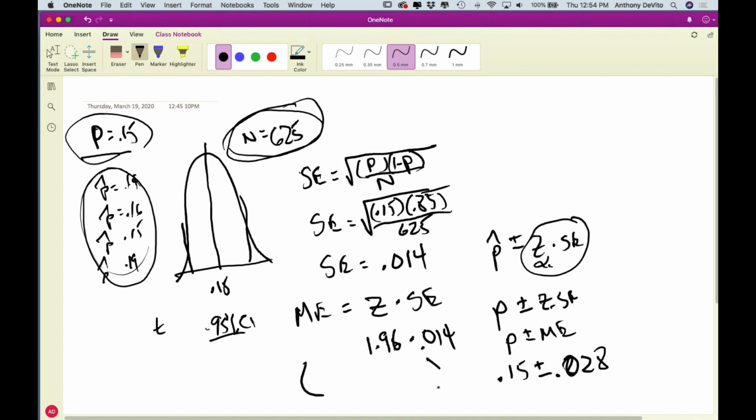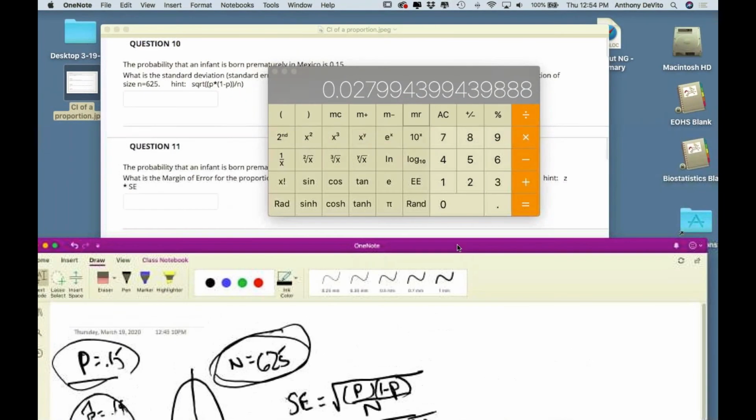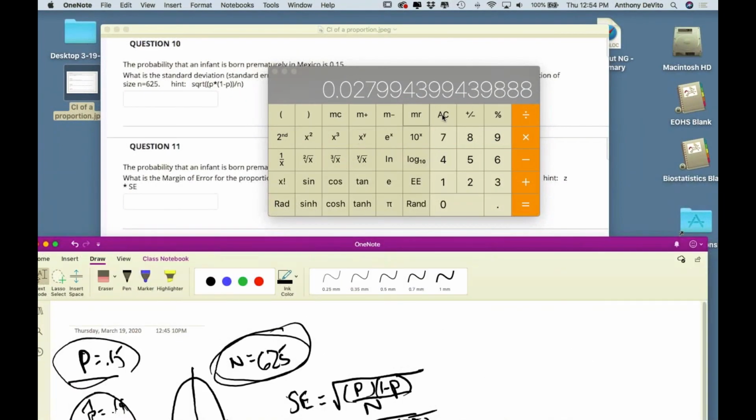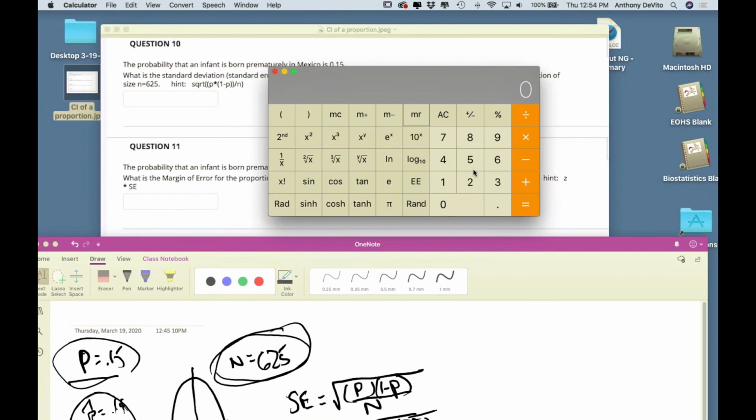That would be at the lower end. Let me go in here and calculate that. So I'm going to clear that. I'm going to say 0.15 minus our margin of error. And that would be 0.122. I'm going to try and remember that. Clear. And I'm going to take 0.15 and add our margin of error.